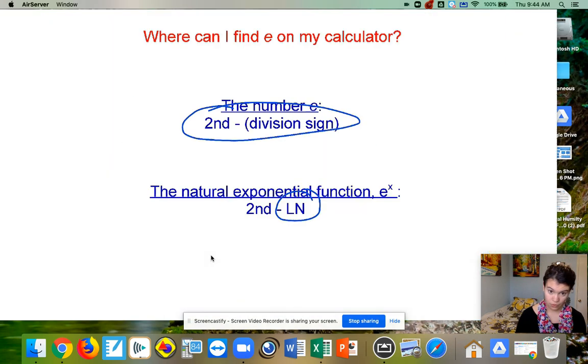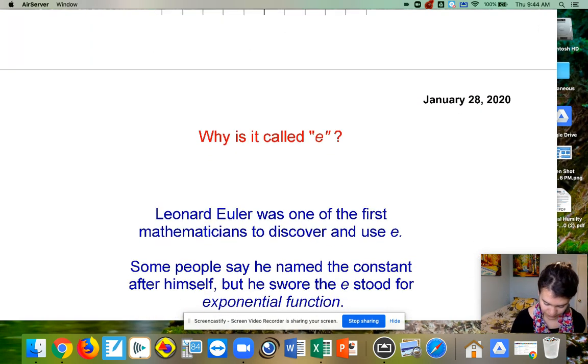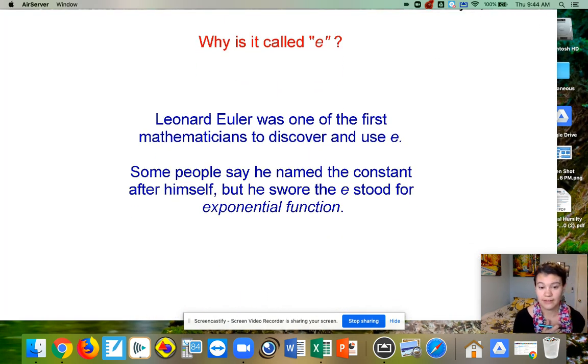So then what does it actually look like? Well, it looks like an exponential. You go through 1, 1 because your a is 1, and then you go up like an exponential function. Why is it called e and not something else? Leonhard Euler discovered it, and people think he named it after his own name, but he says that e stands for exponential function. So we don't know exactly why it's e. It could be either one, or maybe a little bit of both.